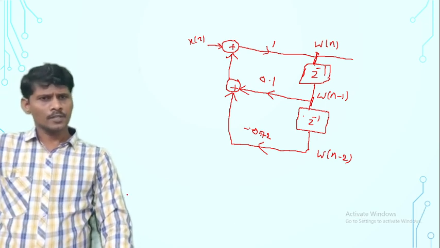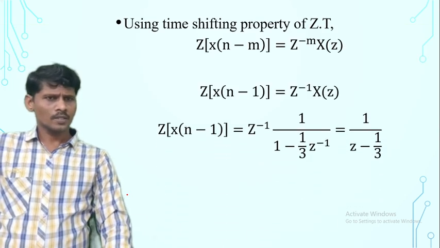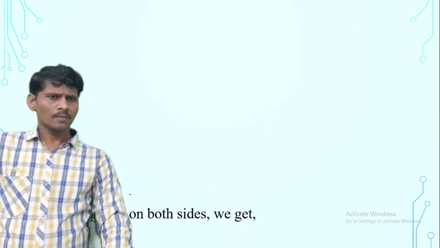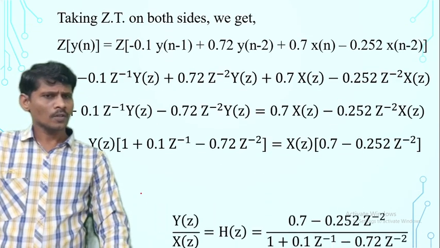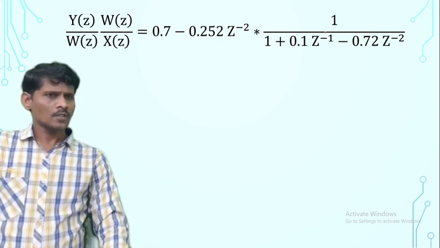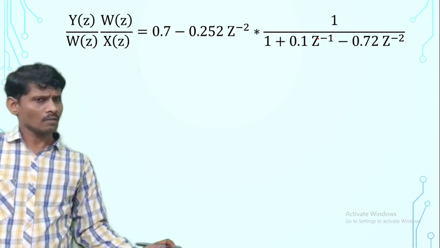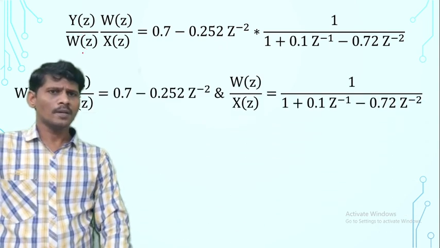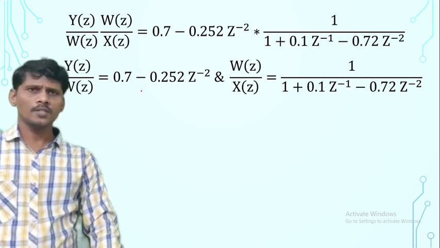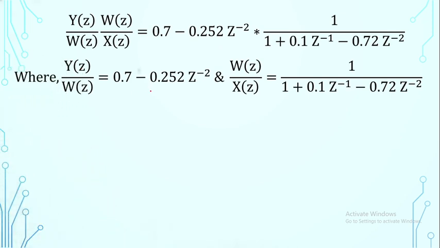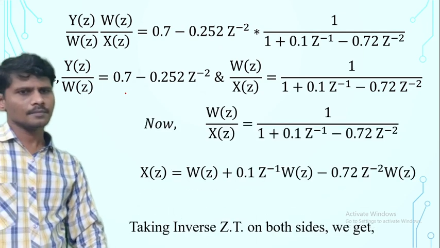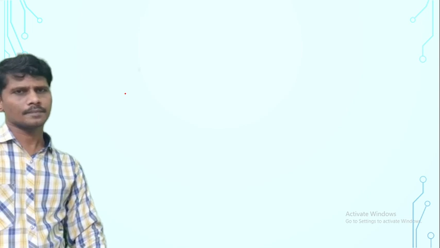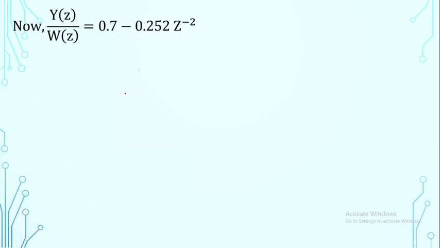Next, simplifying the other equation. The system function is arranged as a product of two terms: one term is already reduced, and that is the realization structure, and the next term is Y of z by W of z. Next, simplifying Y of z by W of z. Now consider Y of z by W of z is equal to 0.7 minus 0.252 z power minus 2. Next, draw the realization structure of this one.